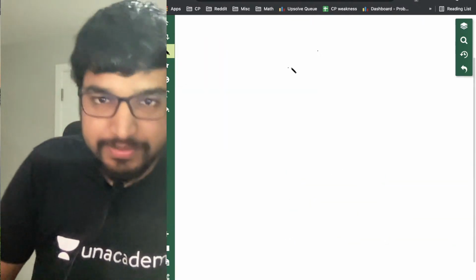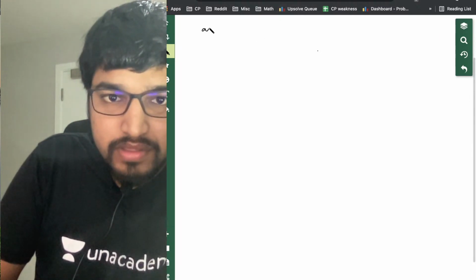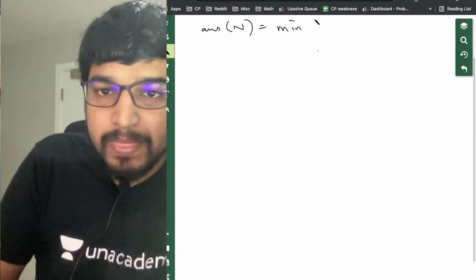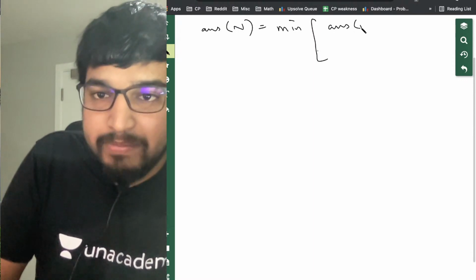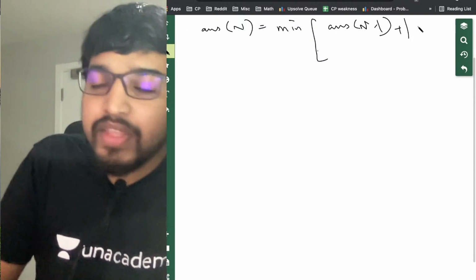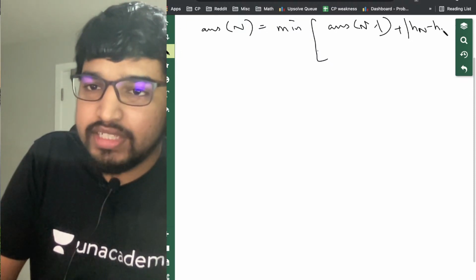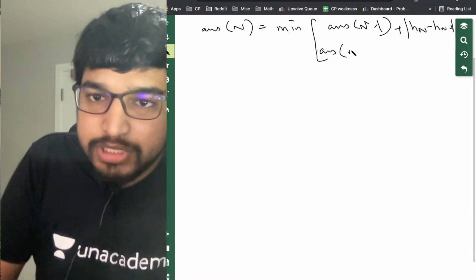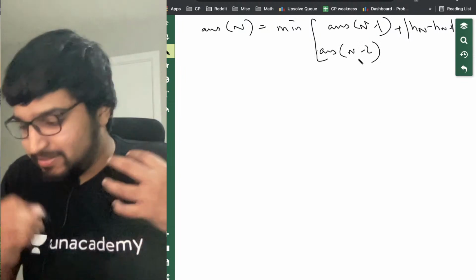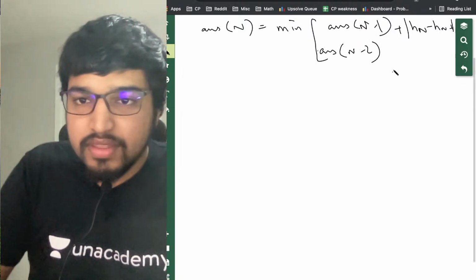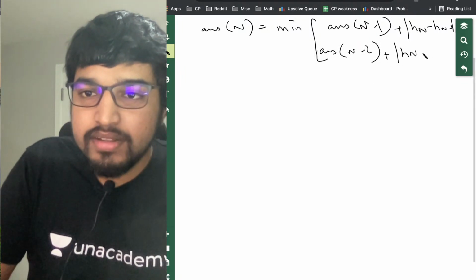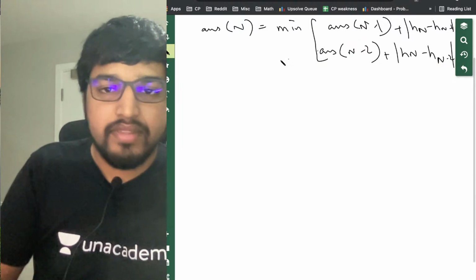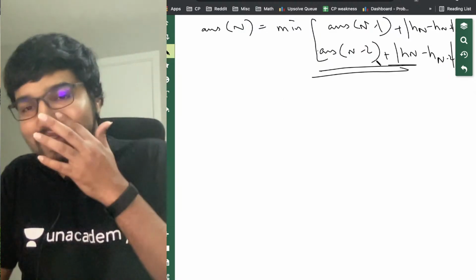What did we write the recursive formula as? Answer of n is the min of answer of n minus 1 plus absolute of the cost, h n minus 1, and answer of n minus 2, you can jump from n minus 2 as well, right? Plus h n minus 2. That's it. We are done.